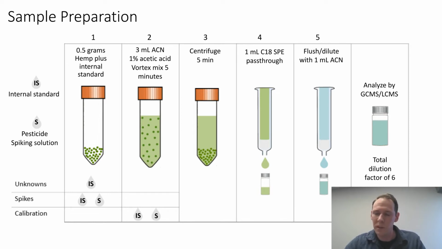Shown on the bottom left of this slide are the different steps at which the internal standard and the pesticide spiking solutions are added, depending on the sample type. For the spikes, the spiking solution containing the target pesticides as well as the internal standard is added directly to the cannabis before extraction, whereas for the calibration standards, the spiking solution and the internal standards are added during step 2 after the extraction solvent has been added.